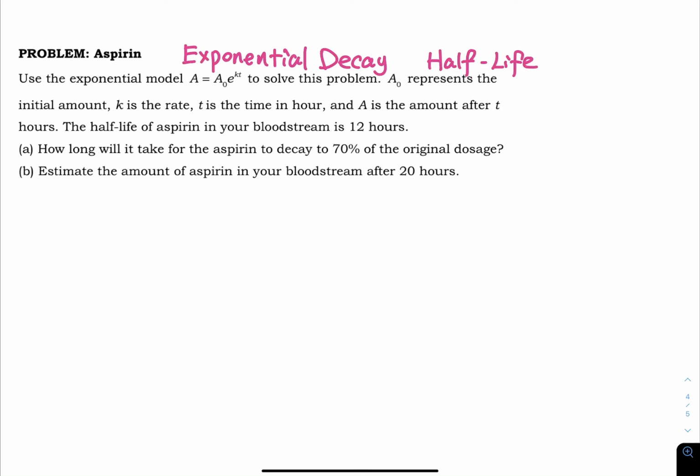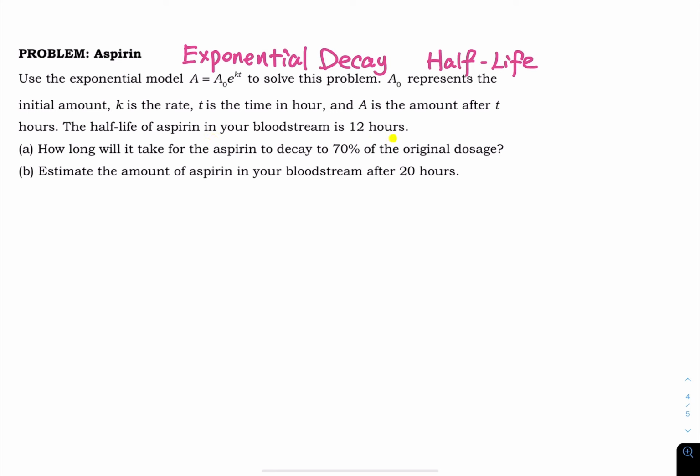Exponential decay, half-life. Use this exponential model to solve this problem. A naught represents the initial amount, K is the rate, T is the time in hours, and A is the amount after T hours. The half-life of aspirin in your bloodstream is 12 hours.